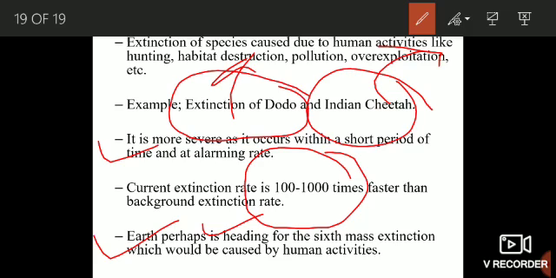Okay, this is all about extinction, and in the next part, inshallah, we will be discussing the factors that lead to loss of biodiversity or extinction, you can say.